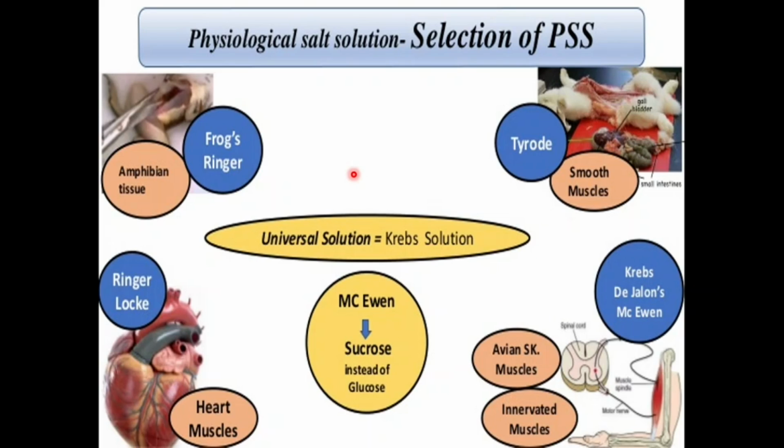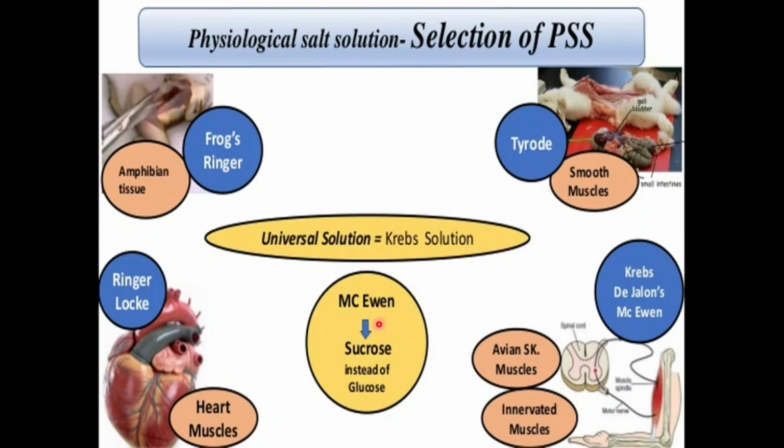So you know that we have many different types of physiological salt solution: frog ringer solution, Tyrode solution, Krebs, De Jalon, MC1, and Ringer Locke solution. And each individual physiological salt solution is ideal for the specific tissue which you want to study. So for example, for amphibian tissues, frog ringer solution is the ideal one. For heart muscle studies, Ringer Locke physiological salt solution is the ideal one. Krebs solution is also known as the universal solution, because it can be used for any tissue or muscles which you want to study outside the living body.